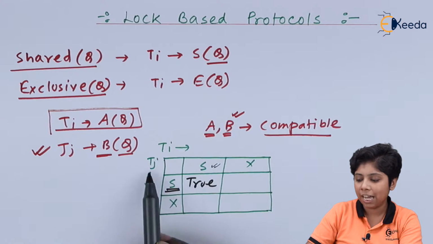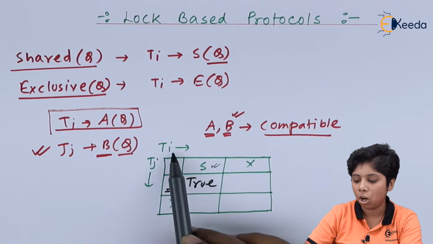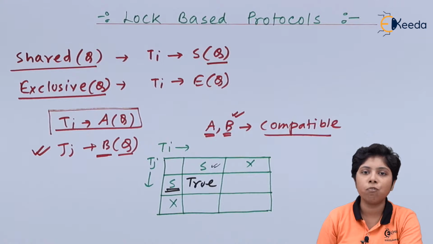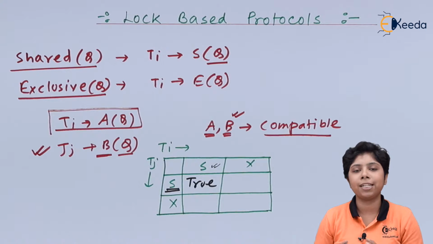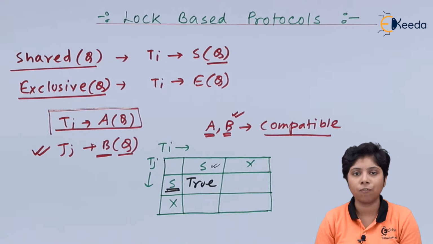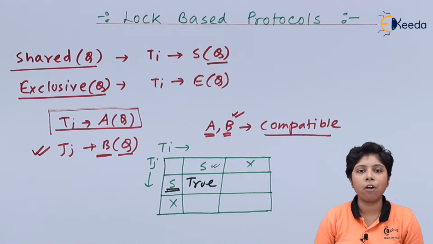Now say Tj has a shared lock on the data item and Ti requests an exclusive lock. It will be false, not compatible, because if someone has a shared mode, that means it can read the data item, and it is possible for that transaction to write to that data item later. If we grant an exclusive lock to another transaction for that data item, then both transactions can write to it. We cannot let that happen, so it will be false.